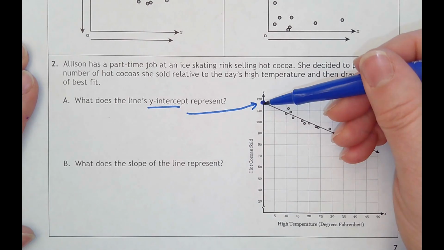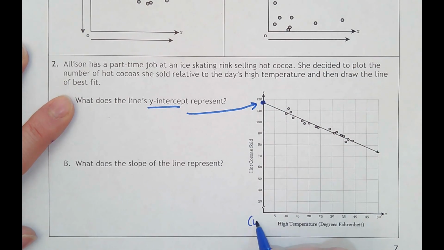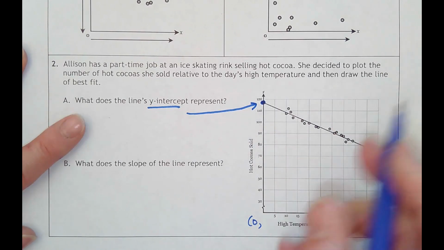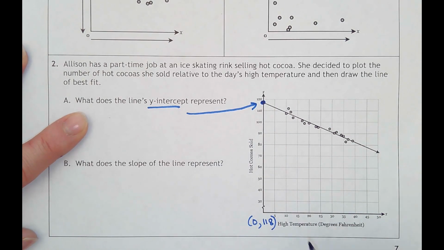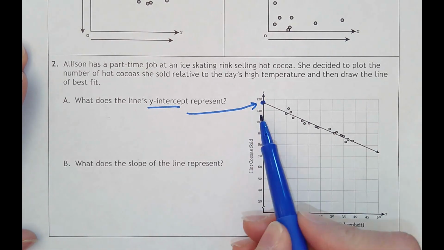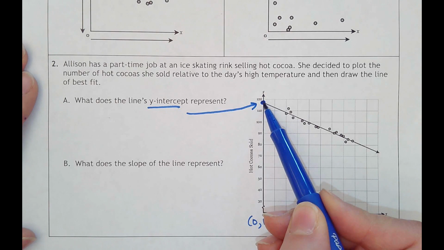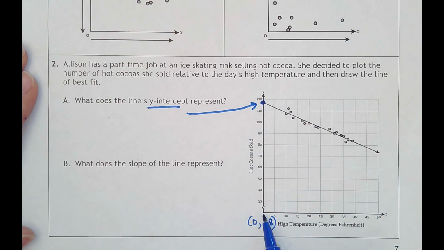That means that this point has an x value of 0. It's 0, I don't know, what do you think that is, 118 maybe? So again, this is a line of best fit. We can't say that this is an exact number of cocoas that she sold. We don't really know, but it's an estimate. When the temperature, because that's our x value, when the temperature was 0 degrees, she sold about 118 hot cocoas.